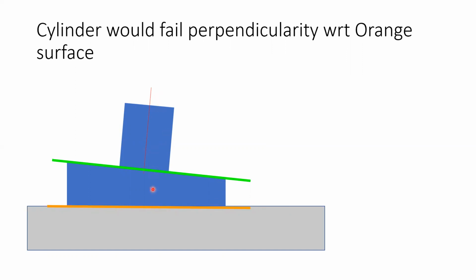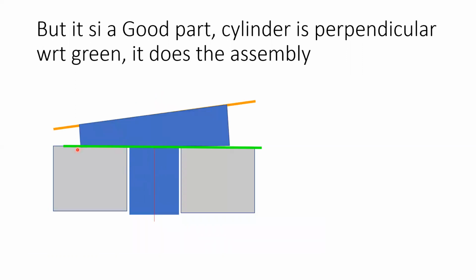However, when we attempt to perform the assembly, the part is good, because the cylinder is really perpendicular to the green surface, which is the functional surface, even though it's not perpendicular to the orange surface. But we do not care, because we are not making any contact to that surface. So this is what happens when we select incorrect surfaces. We stack up tolerances, we create more expensive parts, we create some problems for free, which is not a good idea.